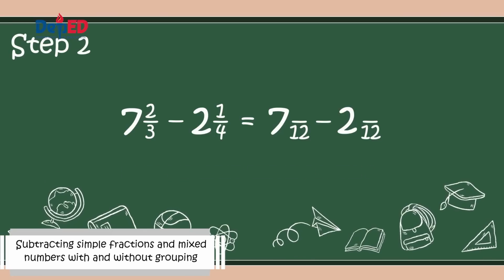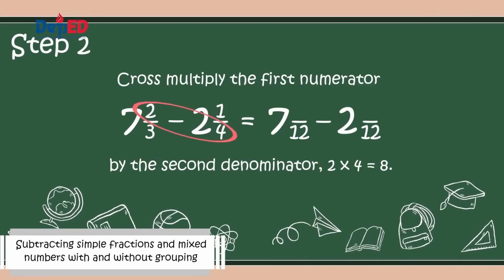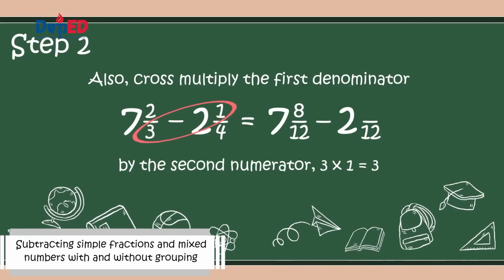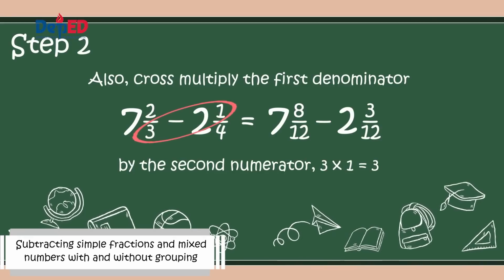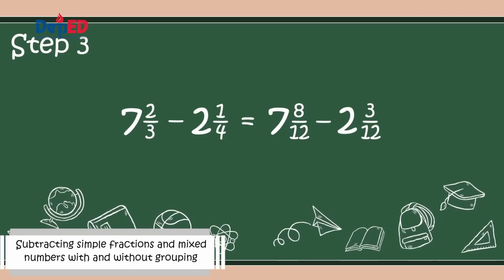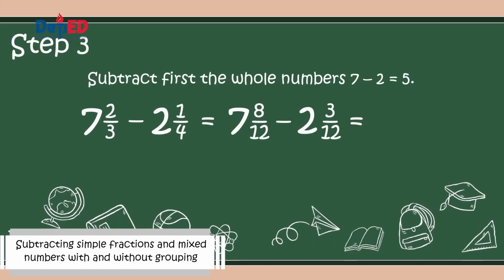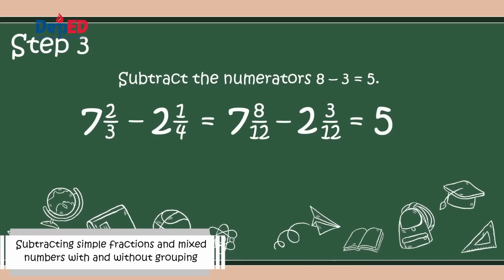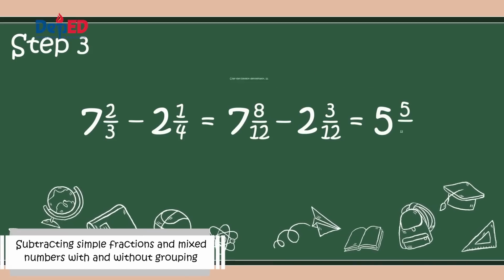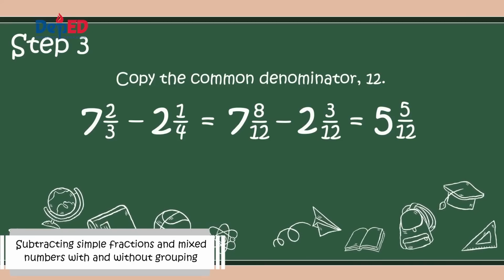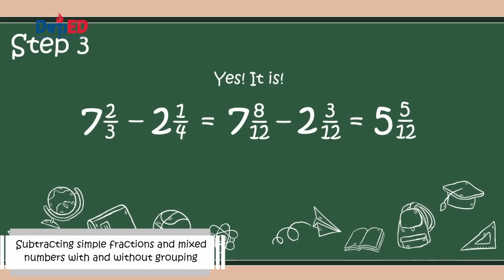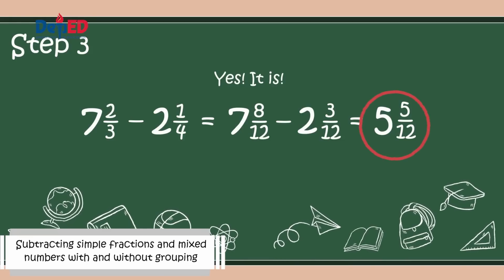Step 2. Cross multiply the first numerator by the second denominator. 2 times 4 equals 8. Also, cross multiply the first denominator by the second numerator. 3 times 1 equals 3. Step 3. Subtract first the whole numbers, 7 minus 2 equals 5. Next, subtract the numerators, 8 minus 3 equals 5. And copy the common denominator, 12. We have 5 and 5 twelfths. Is it already in lowest term? Yes. Therefore, our final answer is 5 and 5 twelfths.